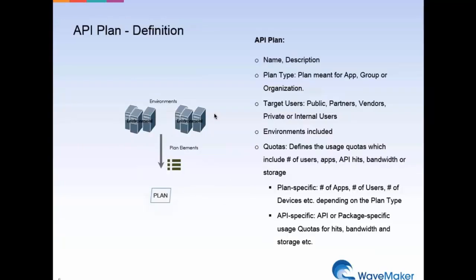An API plan is a grouping of the environments that a particular plan exposes, and the plan is also seen by the API consumer. The elements of the plan are also referred to as quota. So when an API consumer looks at a plan, he chooses the plan based on his requirement and then subscribes to the plan.